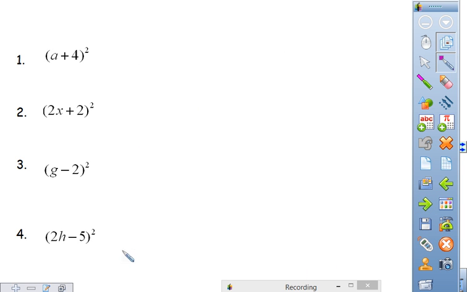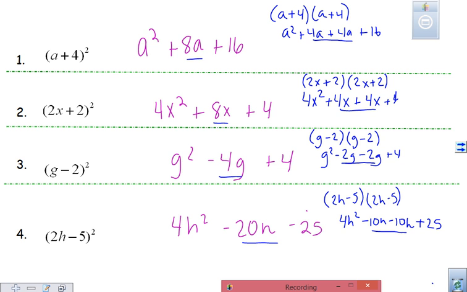Please try to use your patterns on 1 through 4. Pause the video while you work. Be careful on these questions. When you're doing these problems, it doesn't hurt to just write it out and try them. If you're not good at memorizing patterns, you can always write them out and try them.